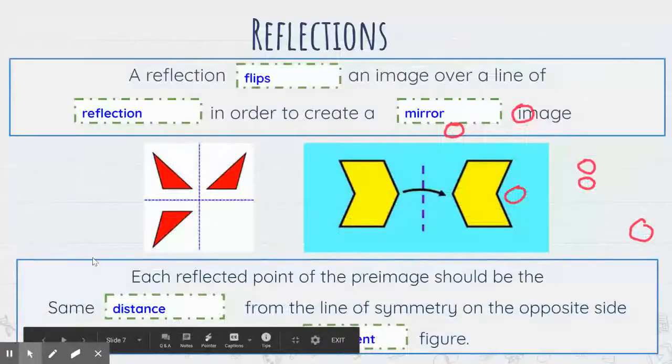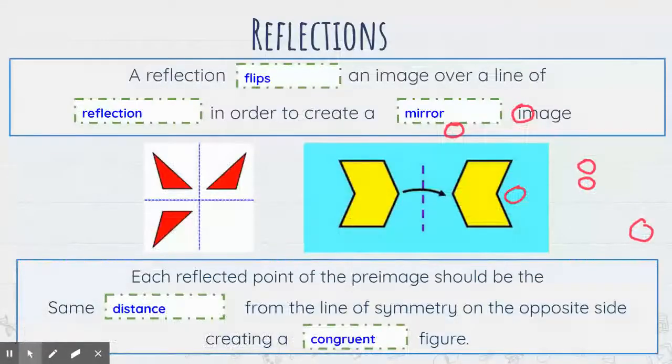Okay, on to reflections. You guys are still calling these flips, which is a good way to remember that it flips over a line of reflection or symmetry in order to create a mirror image. So these are congruent, same distance from the line of symmetry. We're focusing most on the line of symmetry being at the x or y axes, but remember, we can also see a line of symmetry at x equals -1 or y equals 3.